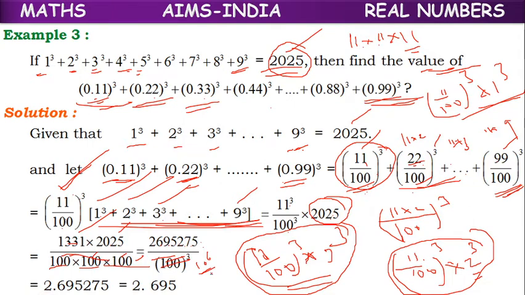If this number is divided by 10 power 6, we can remove 10 power 6 and keep a decimal point after 6 places. Means 2.695275. Or if we simplify to 3 decimal places, the fourth place is 2, which is less than 5, so no need to count it. So we can tell 2.695. Like this we can find the answer.